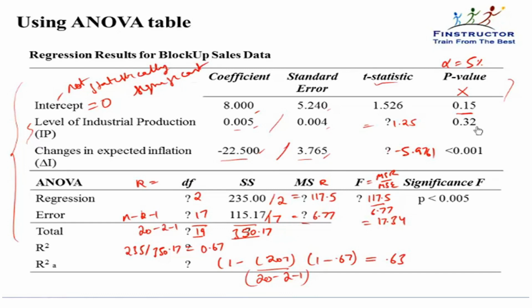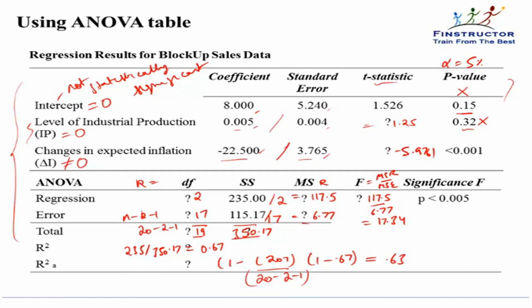Similarly, for the level of industrial production, we need a 32% level of significance to reject the null. So we cannot reject the null, and we cannot conclude that this is also statistically different from 0. The changes in expected inflation have a very low p-value, so we can reject this null and conclude that this is statistically different from 0 at a 5% level of significance.